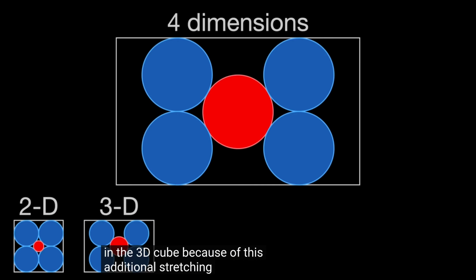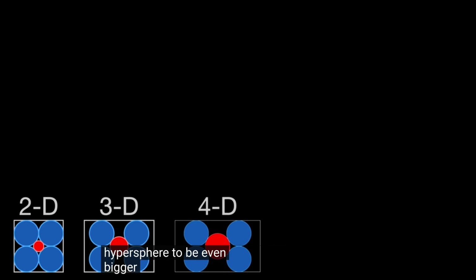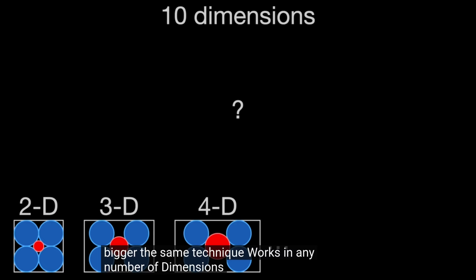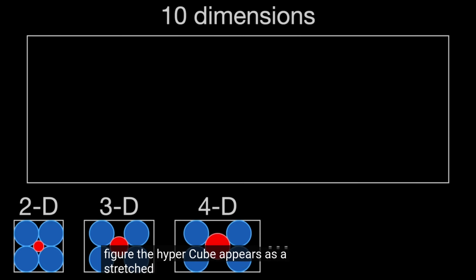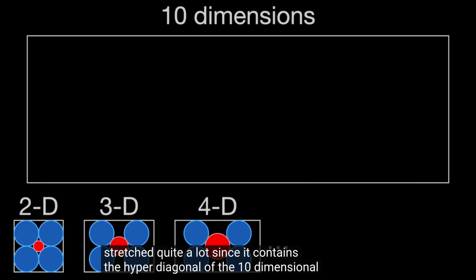Because of this additional stretching, there is even more space in the middle, allowing the inner hypersphere to be even bigger. The same technique works in any number of dimensions. Let's look at the 2D cut of the 10-dimensional figure. The hypercube appears as a stretched rectangle in the cut. It is stretched quite a lot since it contains the hyperdiagonal of the 10-dimensional cube.